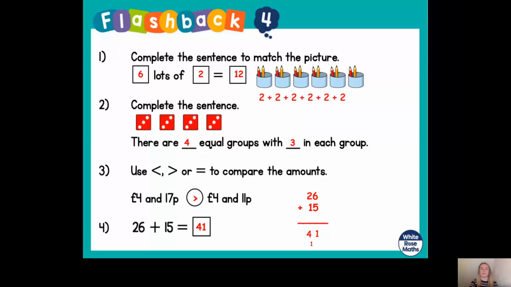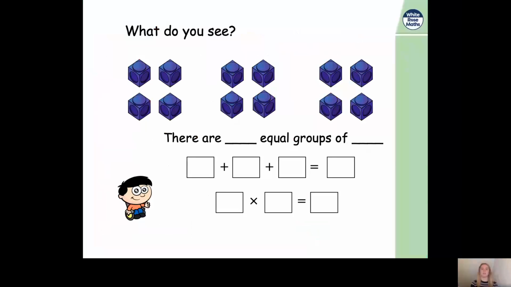That's brilliant. Now let's move on to today's learning. So here, what do we see? Well, we have some cubes, don't we? And they're in groups. How many groups are there? Yes, there's 3 equal groups, aren't there? And each group has 4 in it, because if there's 4 in the first group and they're equal, there'll be 4 in each group. Now, what would our addition number sentence be for this?